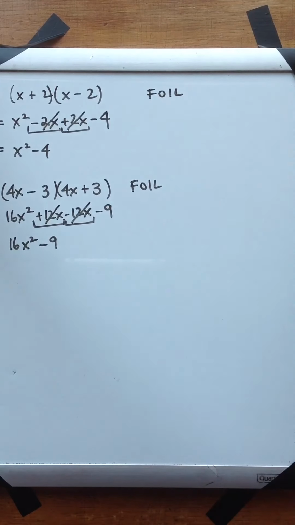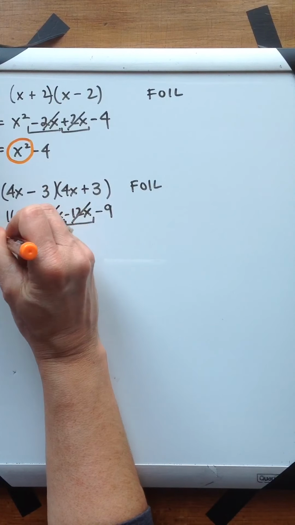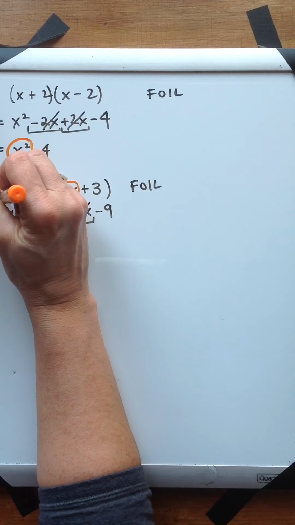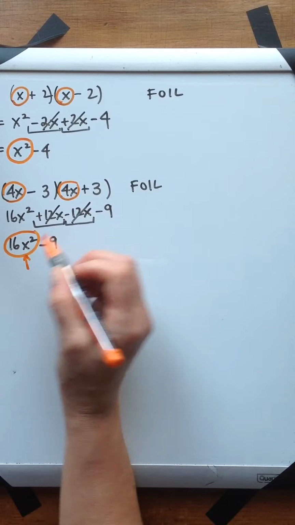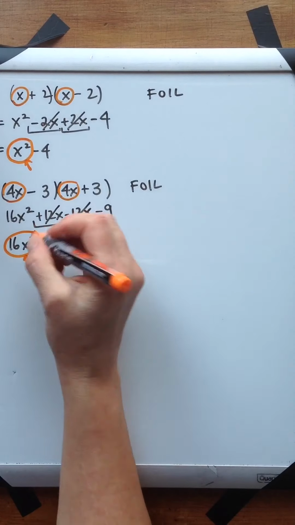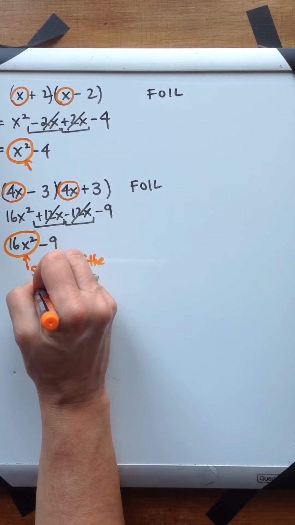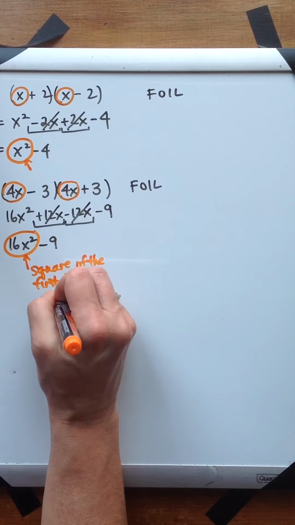So let's look for some trends. How is the first term in the simplified result, this one right here, related to the first term in each binomial? Well, we notice that this is simply the first term in the binomials squared. So it is the square of the first term in the binomials.